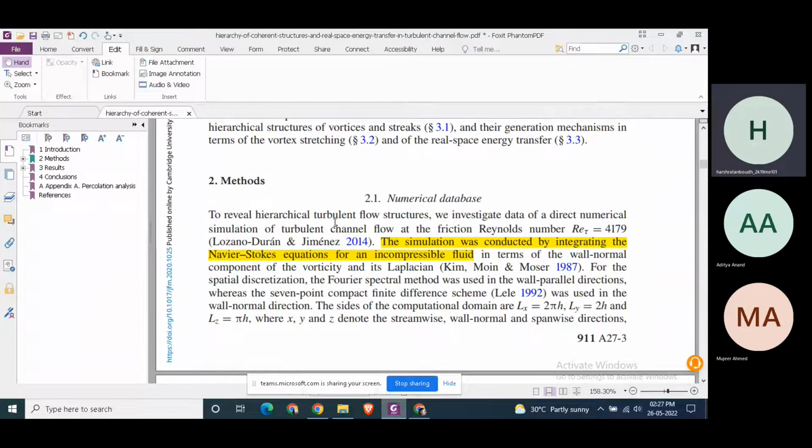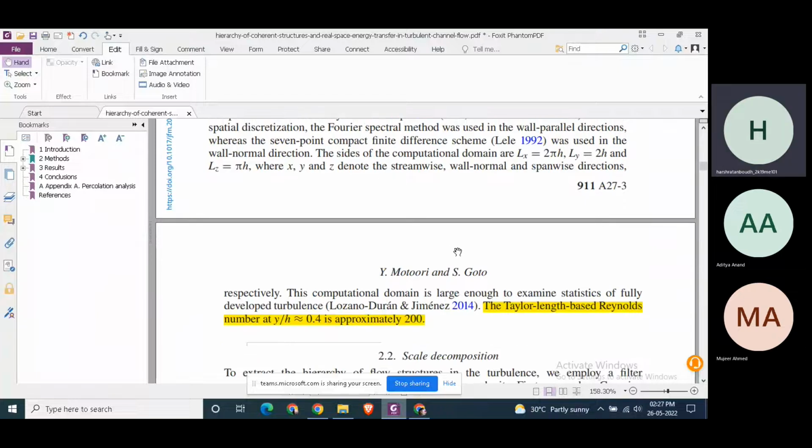Let's talk about methods. These simulations were conducted by integrating the Navier-Stokes equation for incompressible flow. If we multiply the Navier-Stokes equation by velocity, we get the energy equation. That is something worth mentioning, I thought. And the Taylor length based on the Reynolds number.